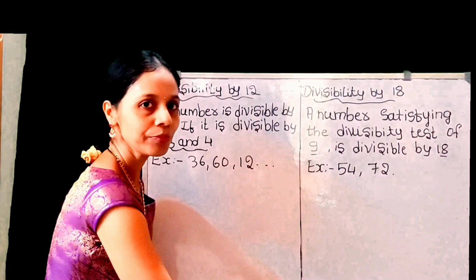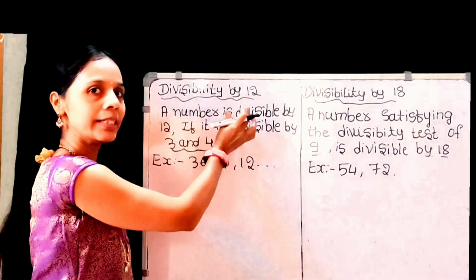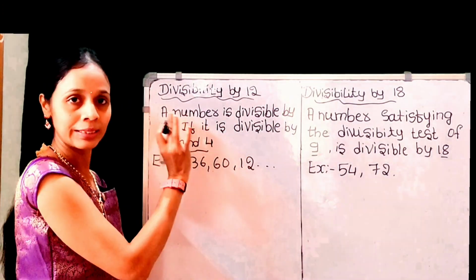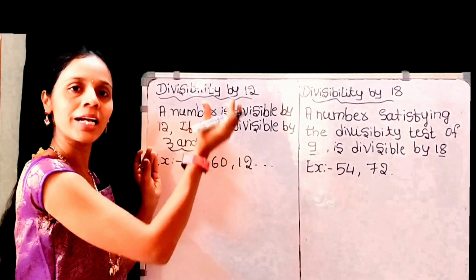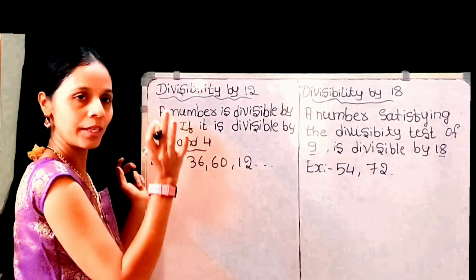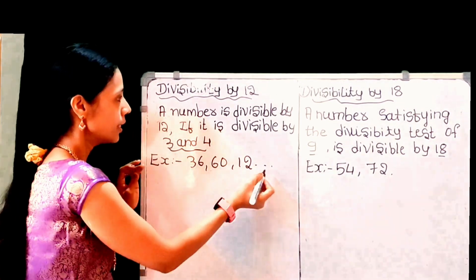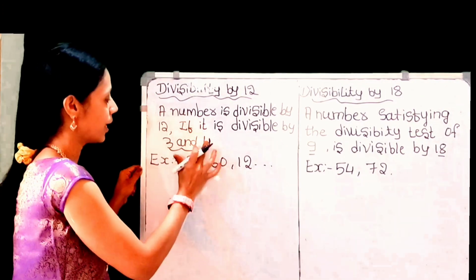Okay. Consider divisibility by 12. A number is divisible by 12 if it is divisible by both 3 and 4. Any number that is divisible by 3 and 4 is also divisible by 12. Consider the numbers 36, 60, and 12. These three are divisible by both 3 and 4.